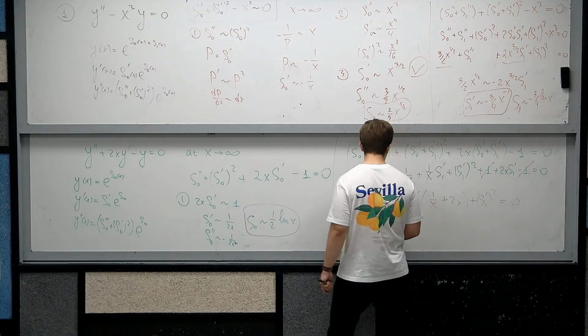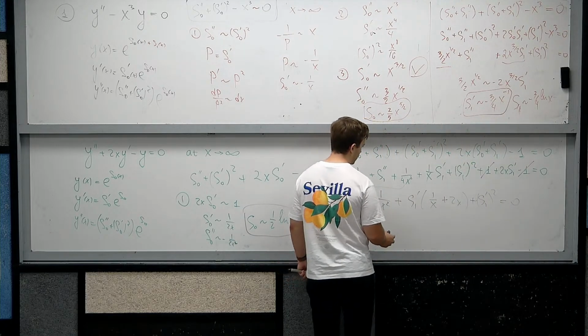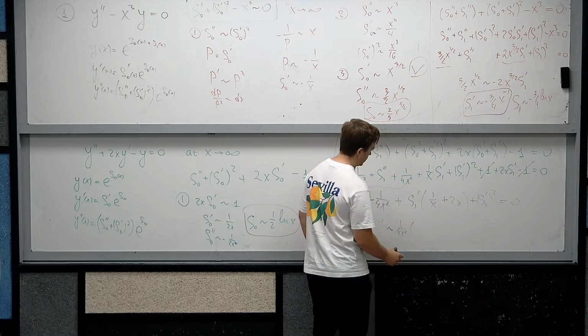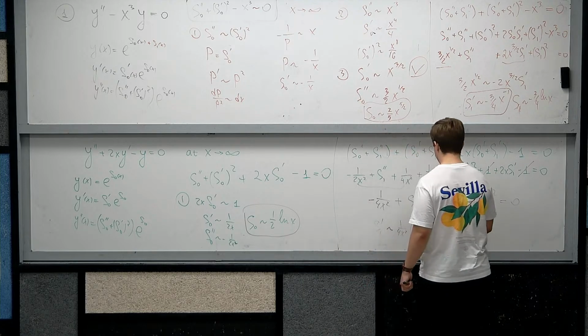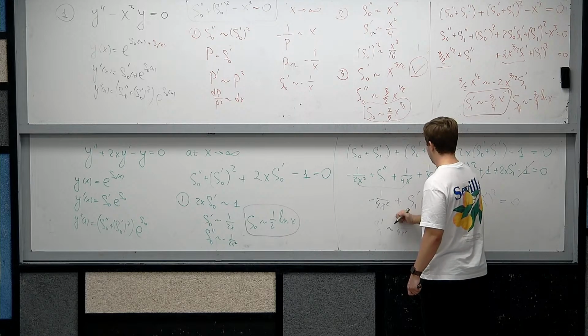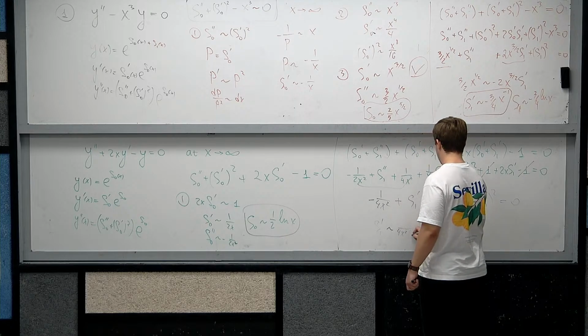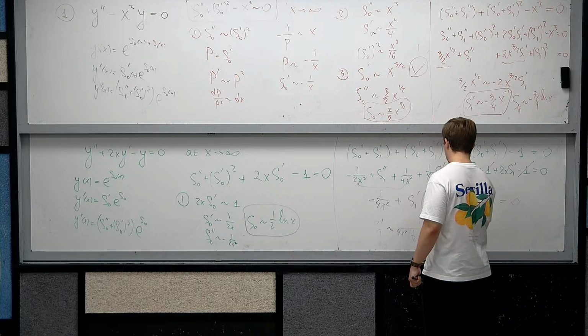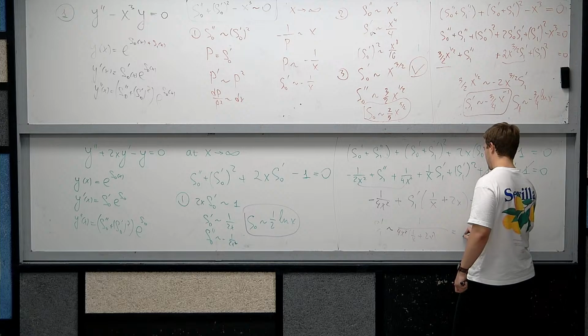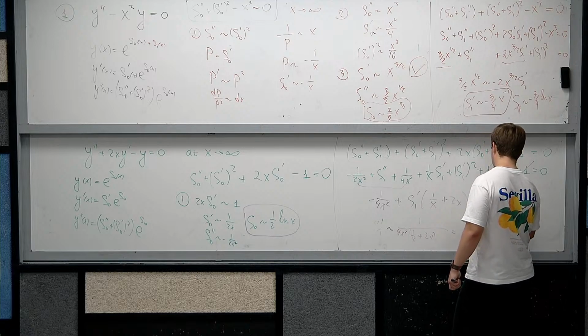Then S1 prime is asymptotic to 1 over 4x squared, and here it goes to the denominator, 1 over x plus 2x. So 4x plus 4, not 4, 8. Okay.